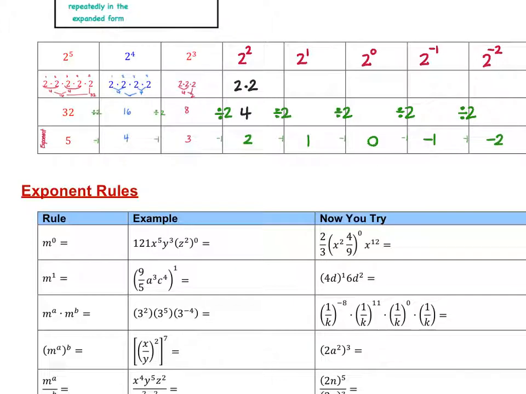Okay, when we divide by 2, what's going to end up happening each time? Well, let's take a look. So if I take 4 and divide by 2, 4 divided by 2 is 2. When I do 2 divided by 2 to get to the next column, it's going to be 1. We know anything divided by itself is going to be 1.